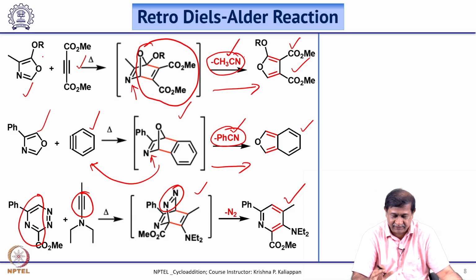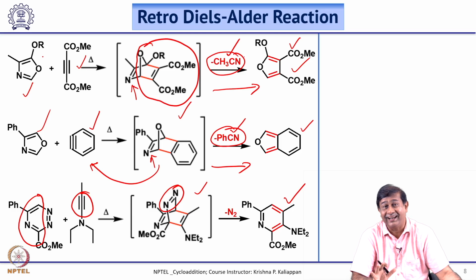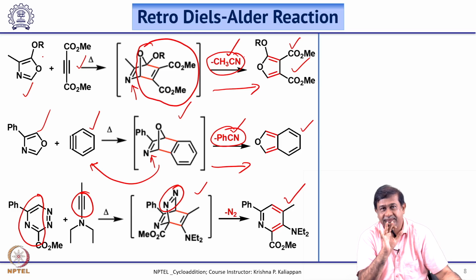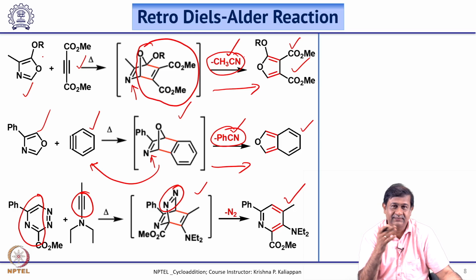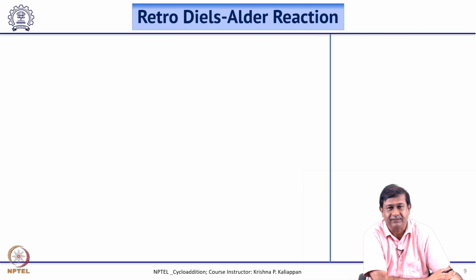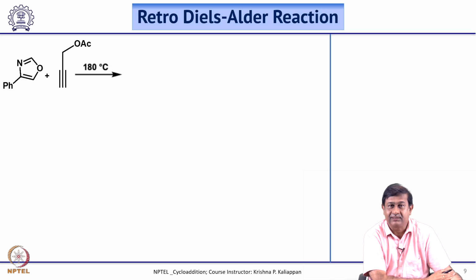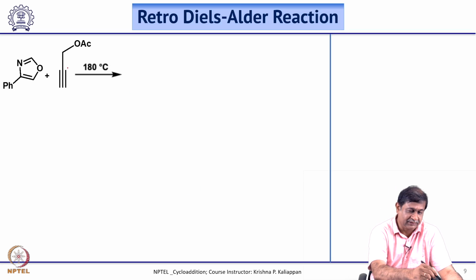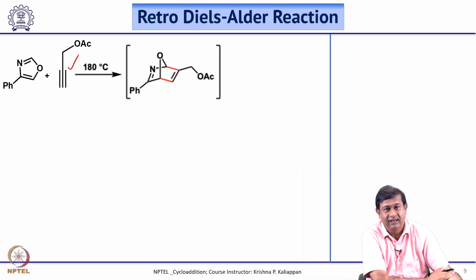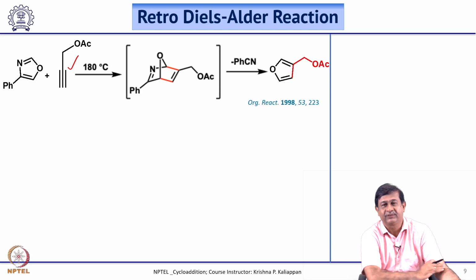So, this way one can make a library of aromatic compounds by doing a sequential Diels-Alder reaction followed by retro Diels-Alder reaction. All this happens in one pot, one pot reaction having Diels-Alder reaction and retro Diels-Alder reaction in the same pot. And again you can make a lot of furan derivatives. For example, if you use propargyl acetate as the dienophile, this first undergoes the 4+2 cycloaddition reaction followed by retro Diels-Alder reaction wherein the benzonitrile comes out and you get these 3-substituted furans.